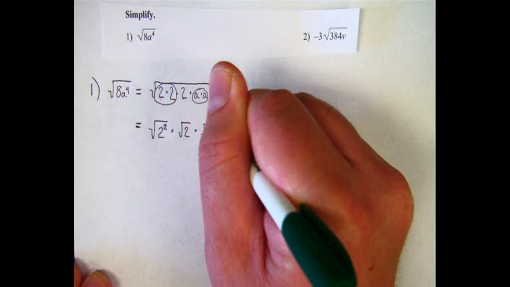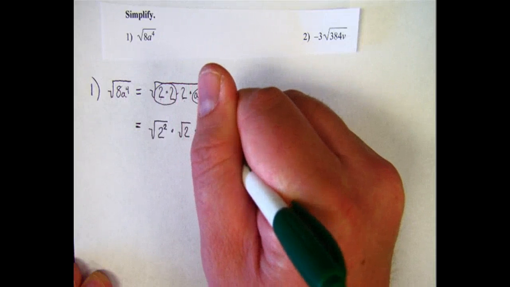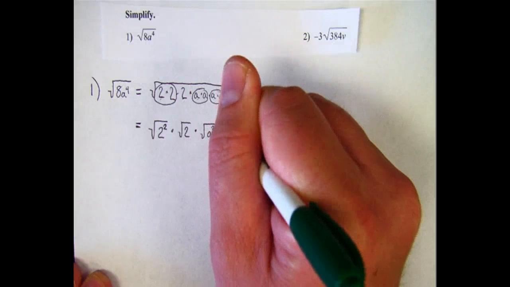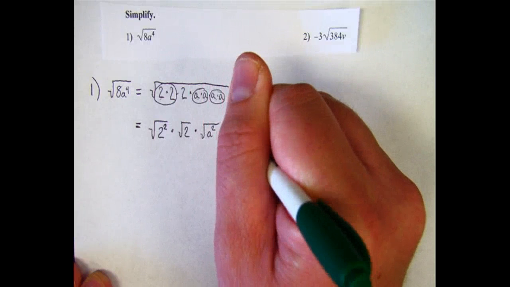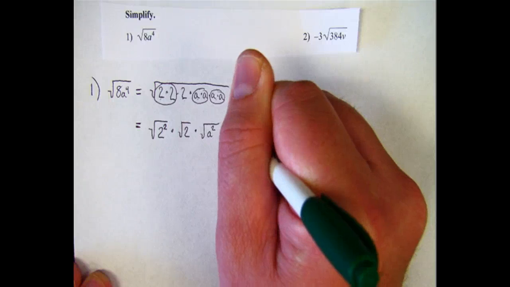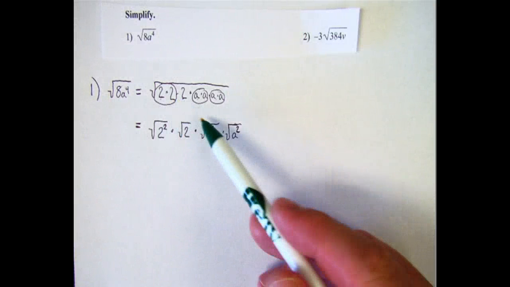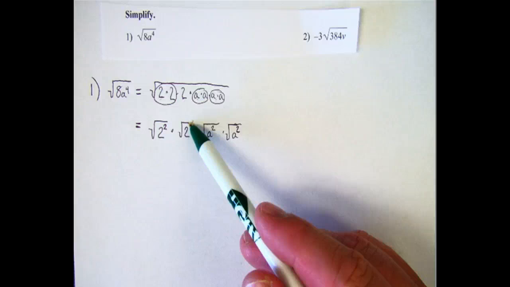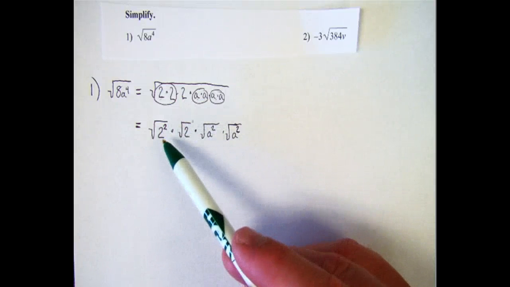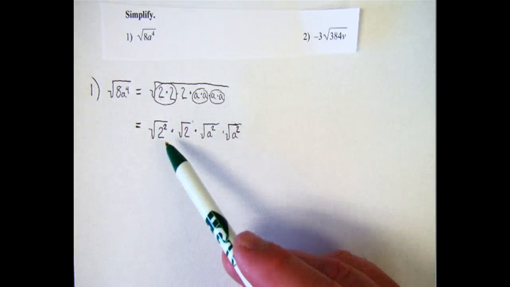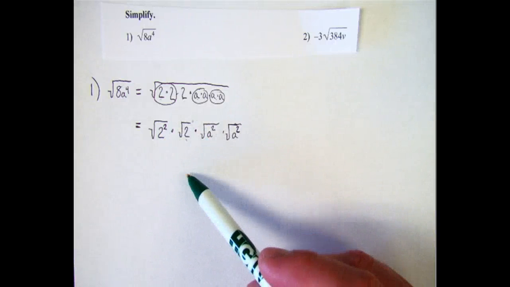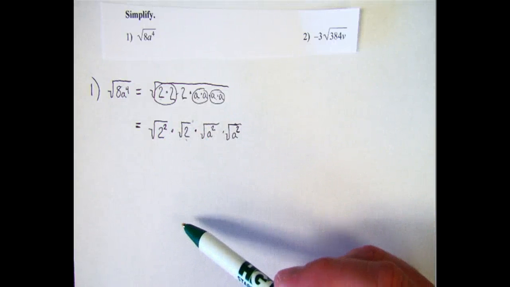And then a times a is a squared. And then a times a is a squared again. And this is something that you can do with radicals. If everything underneath is multiplied, you can separate it up. You can't do this if there's addition or subtraction signs. But as long as it's all multiplied, we can give each thing that's being multiplied its own radical. There's nothing wrong with that.